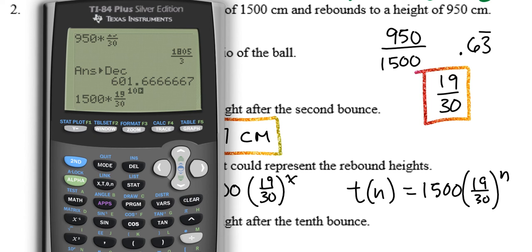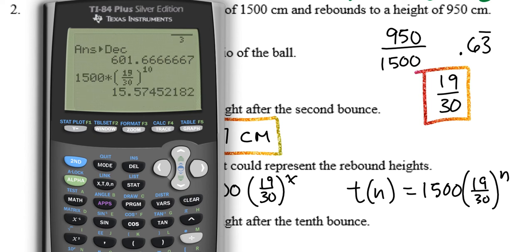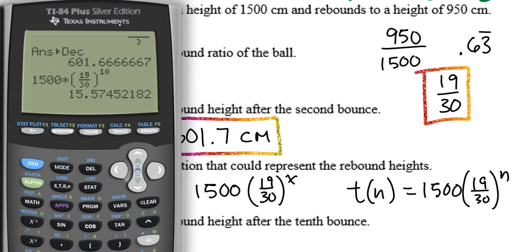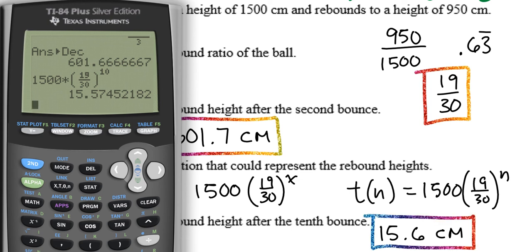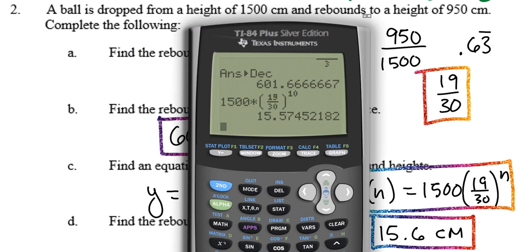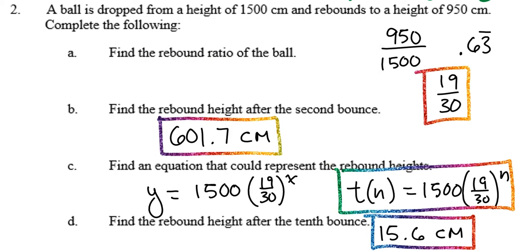My calculator does something kind of nice for me. When I press enter, you can see that it's reading my mind, and it's inferring that I didn't want just the 19 to the 10th power, but the entire ratio of 19/30ths raised to the 10th power. And it says after the 10th bounce, it should be at about, I'll round to the nearest tenth, 15.6 centimeters. So this is the rebound height after the 10th bounce. This is an equation that can model the height after each of the successive bounces. So that's it for question number 2.